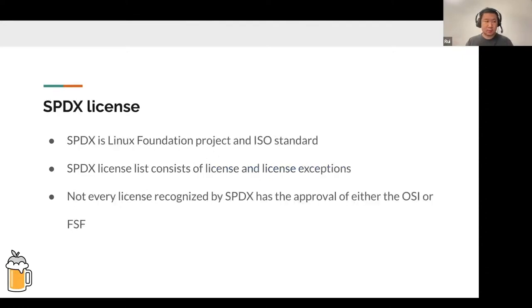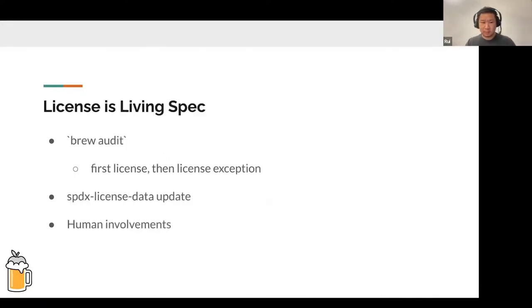A little bit about the SPDX. SPDX is a foundation project. It's also an ISO standard. The license list consists of two parts: licenses and license exceptions. Not every license recognized by SPDX is approved by OSI or FSF. So that's something you need to keep in mind. For example, the Business Source License is recognized by SPDX, but is not an open source license at all.